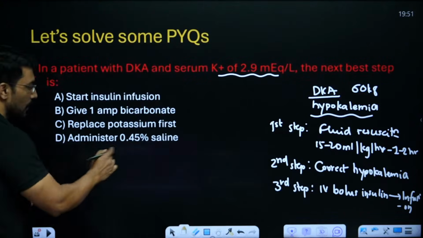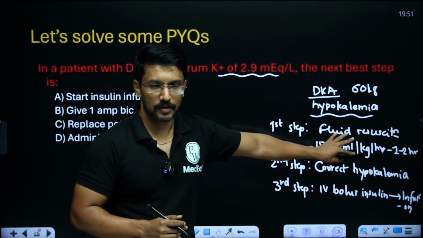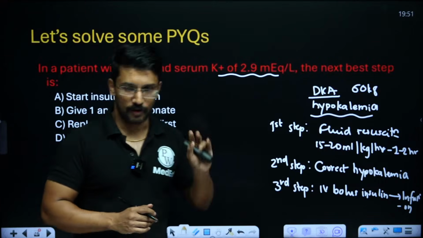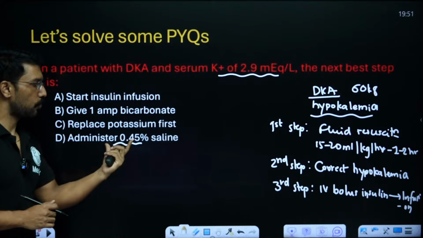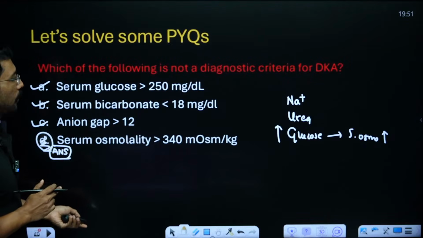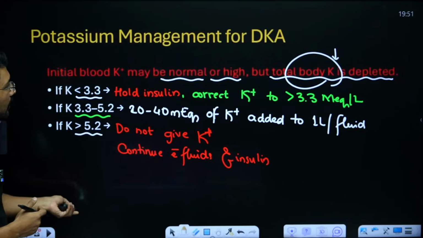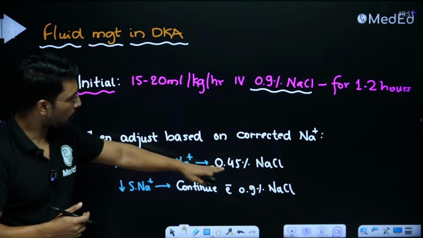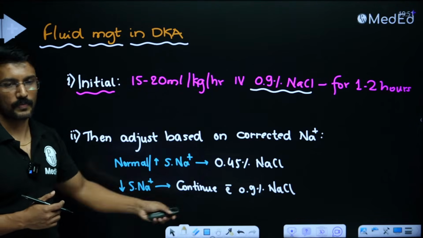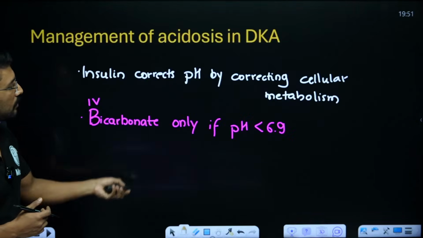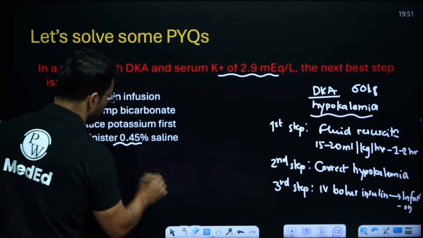So in this case, 0.45 saline will only be talked about after the initial fluid resuscitation. If the corrected sodium value is normal or high, then we start with 0.45 saline, not as the initial fluid. So if they had mentioned normal saline also, I would have gone ahead with normal saline as the answer. But we use half normal saline after initial fluid loading depending on the sodium values. So now that this is not normal saline, it's half normal saline, that can't be my first choice, right? So that's not going to be my answer.